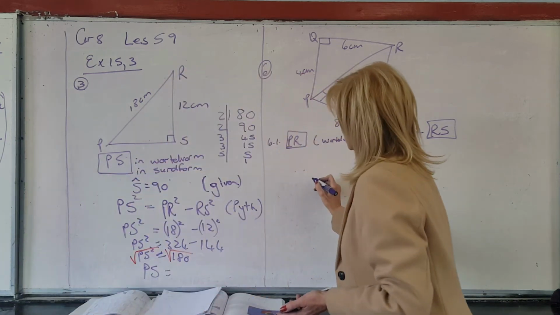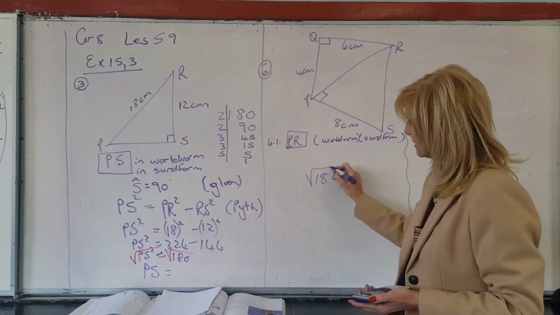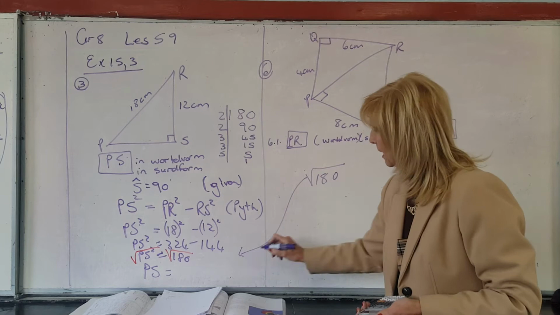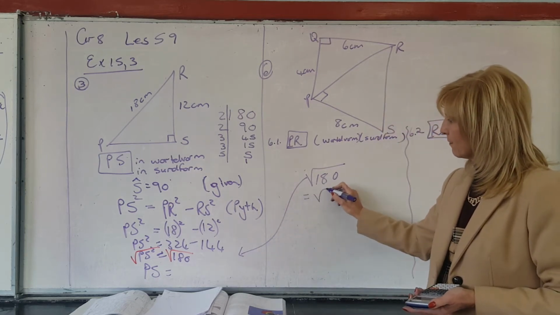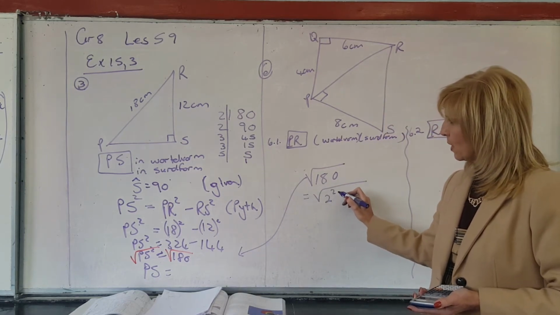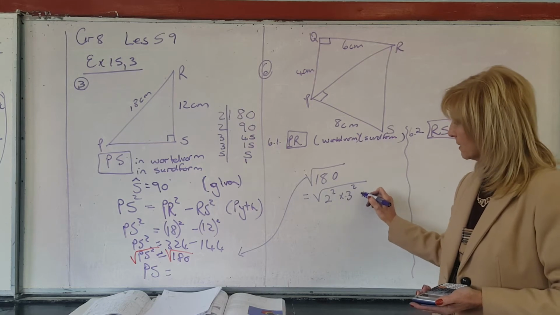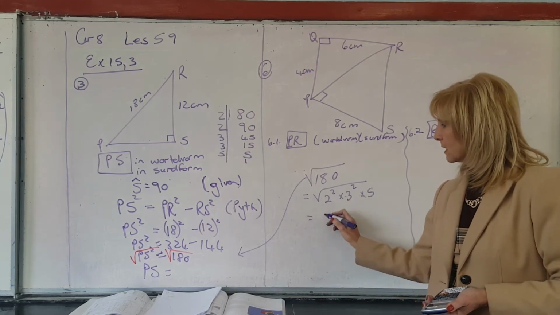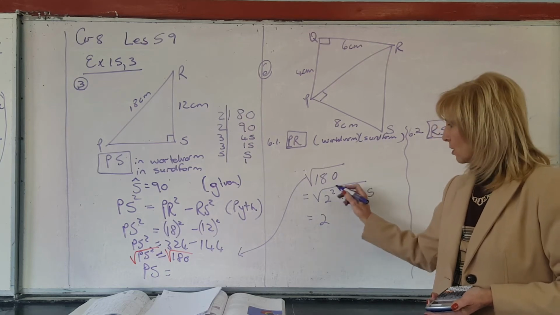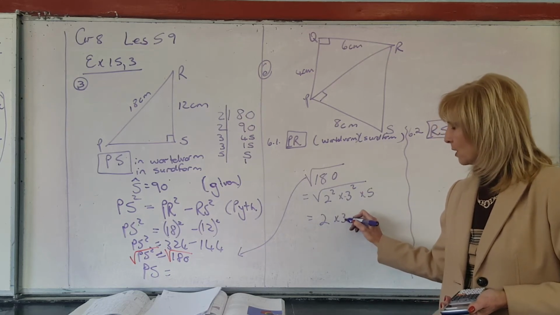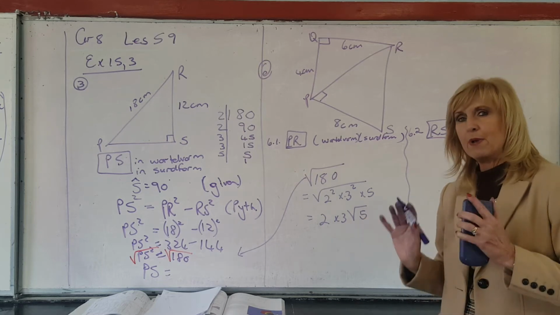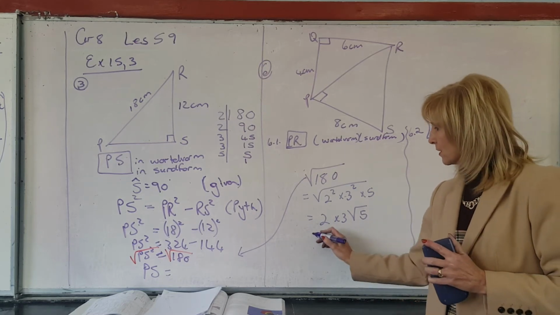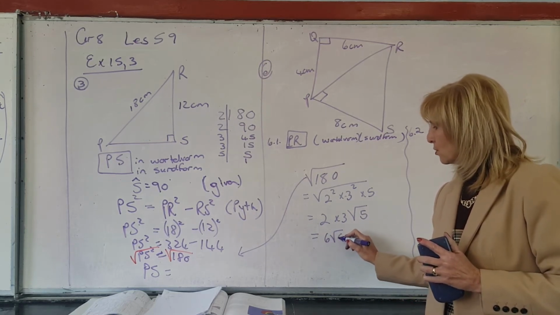So if I have root 180, I've actually got 2 square times 3 square times 5. Wat beteken hierdie 2 en die kwadraat kanselleer mekaar uit. Die kwadrate kanselleer mekaar uit en dan bly 3 oor. En daai wortel 5 bly in sy worteltjie. So that your answer is 6 root 5.